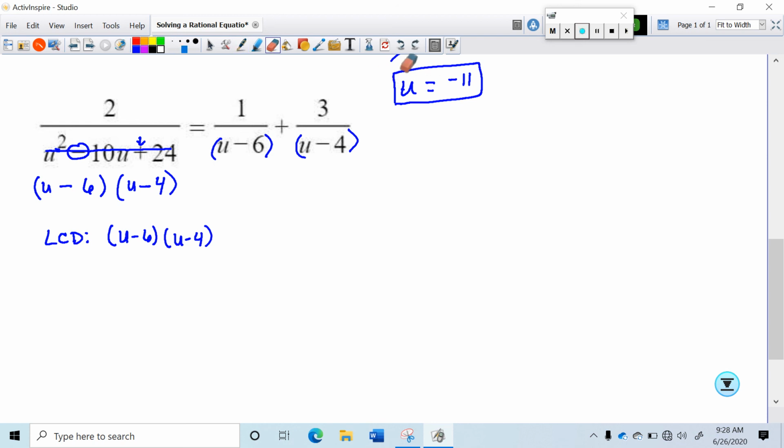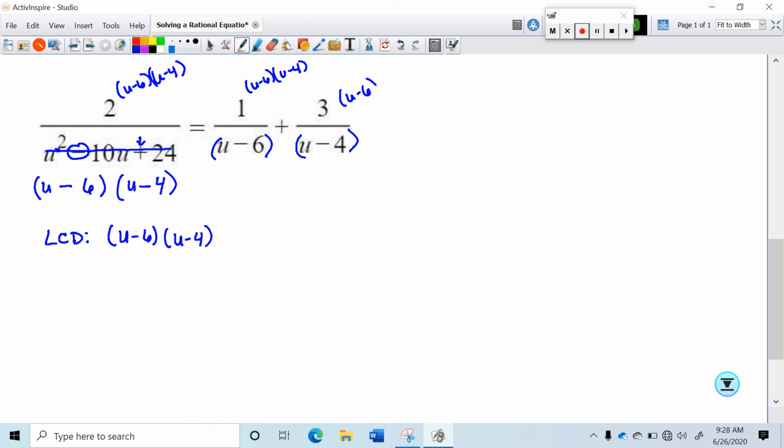Let me erase this real quick. Okay, so put the LCD with each term. U minus 6 times u minus 4, u minus 6 times u minus 4, u minus 6 times u minus 4. Okay, u minus 6 cancels with u minus 6. U minus 4 cancels with u minus 4, so that's a 2, equals u minus 6 cancels with u minus 6. 1 times u is 1u.